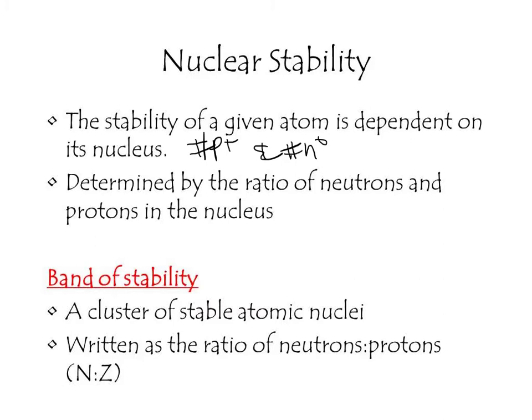So just to recall, N is your number of neutrons, and Z is your number of protons. So it's neutrons to protons. Oops, this is really nasty. Let me rewrite that. Okay.